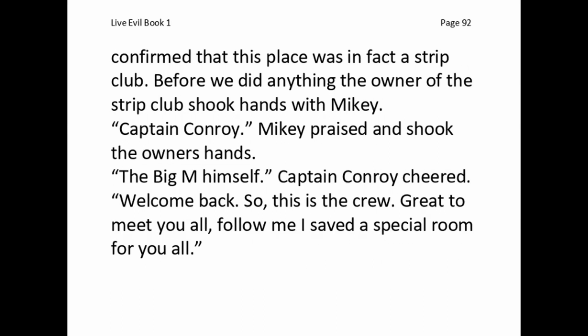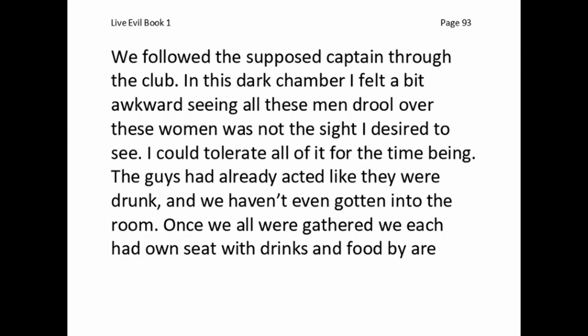Before we did anything, the owner of the strip club shook hands with Mikey. "Captain Conroy," Mikey praised and shook the owner's hands. "The Big M himself," Captain Conroy cheered. "Welcome back. So this is the crew. Great to meet you all. Follow me, I saved a special room for you all." We followed the supposed captain through the club.